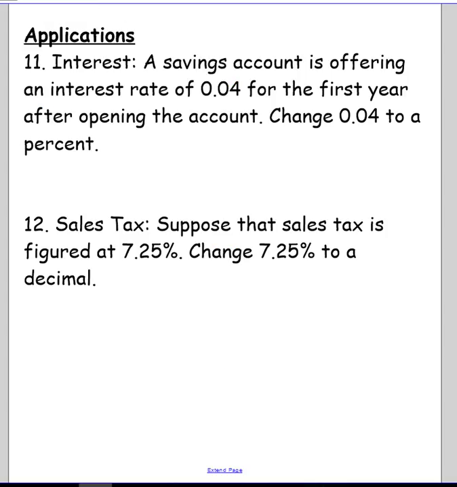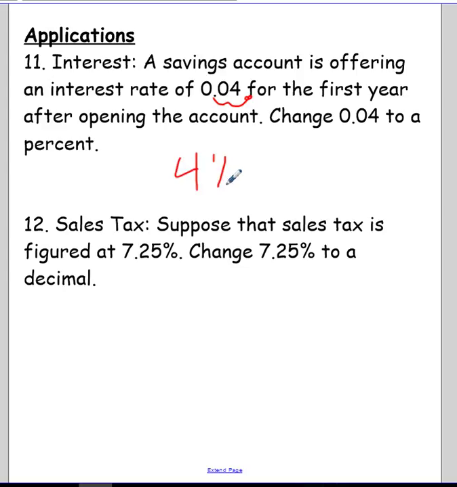So let's look at some application story problems. So where might we see some of these numbers in real life? So a savings account is offering an interest rate of 0.04 for the first year after opening the account. So normally we don't talk about interest as a decimal, we talk about it as a percent. So we want to change that into a percent. And so decimal to a percent, 2 spaces to the right, and add the percent sign, so we get 4%.